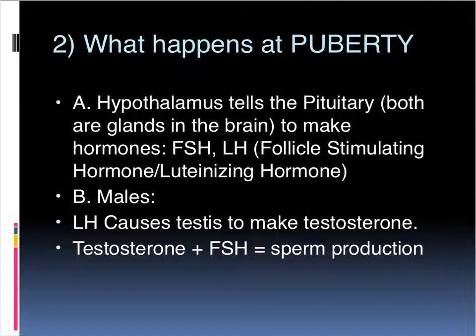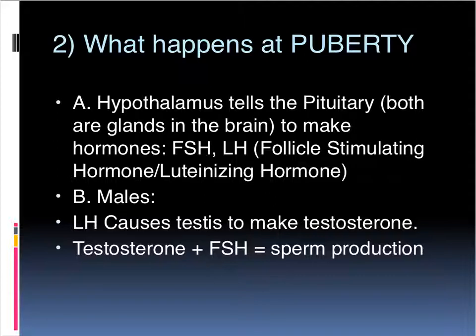At puberty, the hypothalamus tells the pituitary gland. Both are important parts, the hypothalamus and the pituitary. The pituitary is the master gland we learned about in the endocrine system. The hypothalamus is the bottom part of the brain, and it signals the pituitary to make two hormones, FSH, follicle-stimulating hormone, and LH, luteinizing hormone.